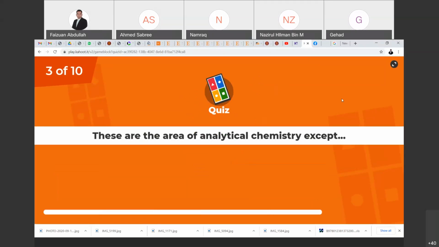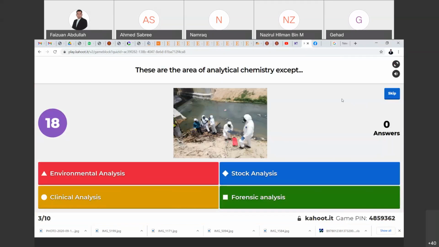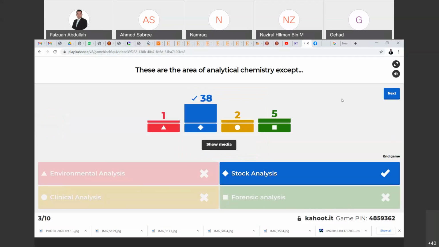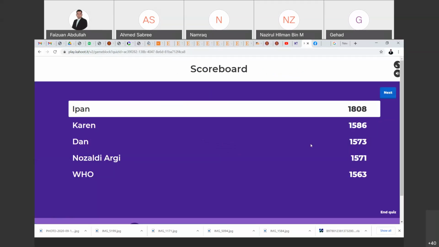These are the areas of analytical chemistry: clinical analysis, stock analysis, and forensic analysis. All right, 38 of you answered correctly, okay? Stock analysis is not a part of analytical chemistry, guys. Sorry. On top, still Ipan, followed by Pao, Nozaldi Argi, Amalia, and Who.